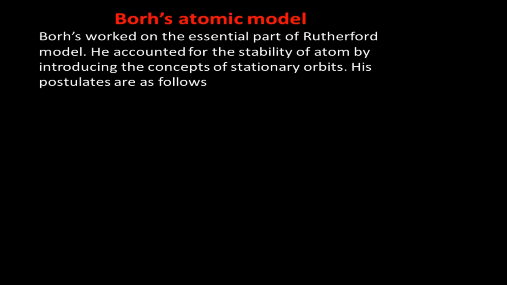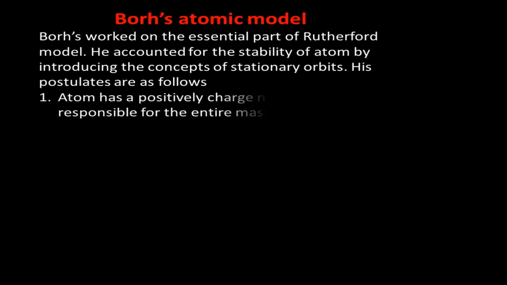Bohr's atomic model. Bohr worked on the essential parts of the Rutherford model. He accounted for the stability of the atom by introducing the concept of stationary orbit. Recall one of the drawbacks of the Rutherford model: it was unable to account for the stability of the atom because his theory was unable to obey the Maxwell theory of dynamics. Bohr's postulates are as follows.